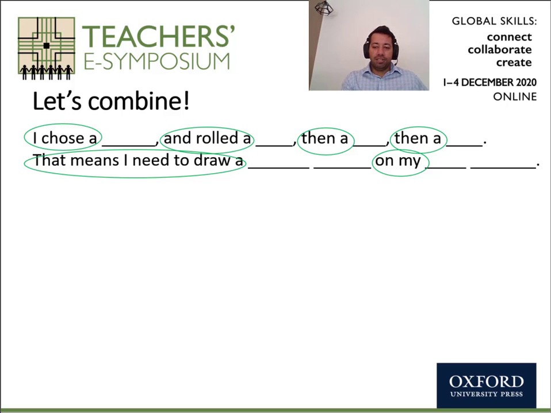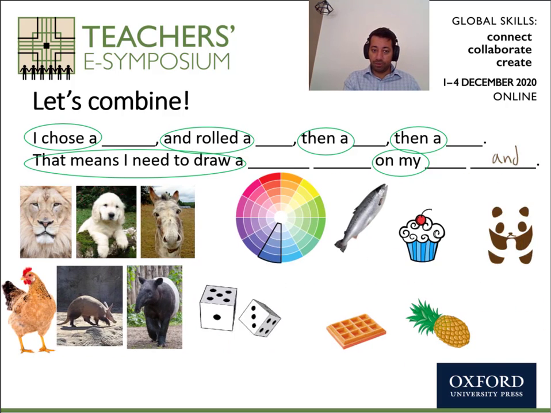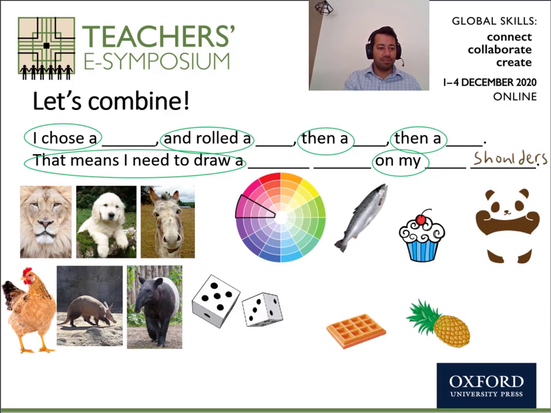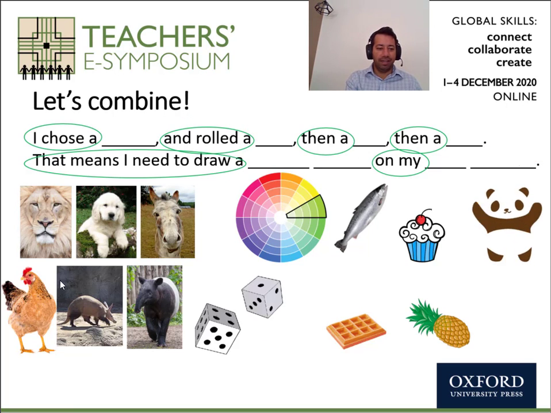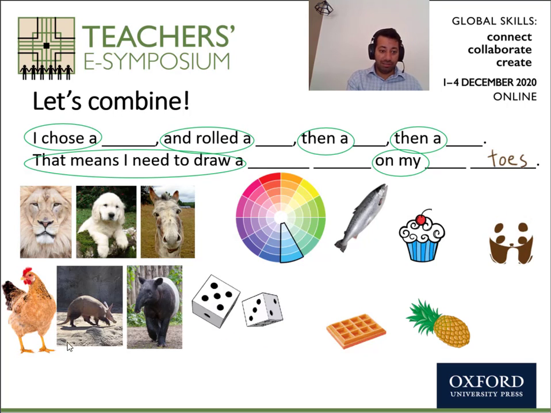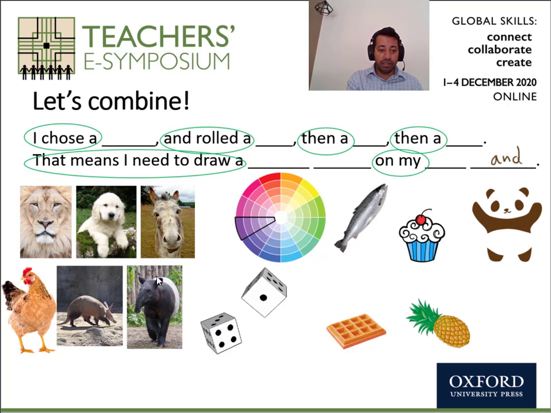And the third student can select the color at random from a list or the color based on the dice. The list could be designed by all 3 students, right? So here are the animals. There's a lion, puppy, and donkey, and there's a chicken, an aardvark, and a tapir.